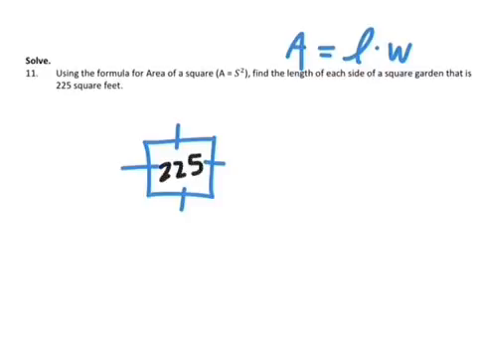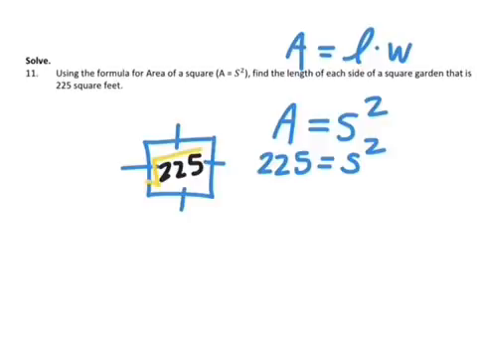If we know the area of a square, all we have to do is take the square root to find the side length. So by taking the square root of 225, we get 15. So our side length is 15.